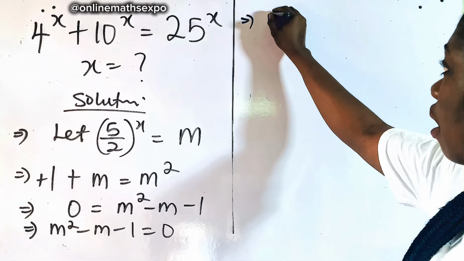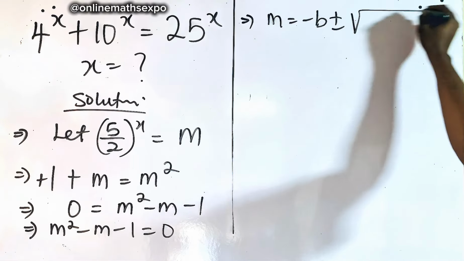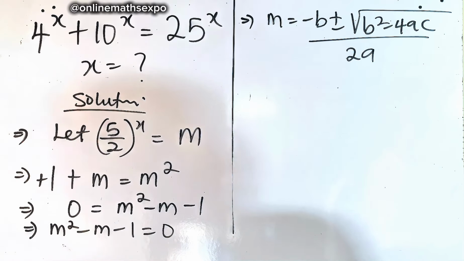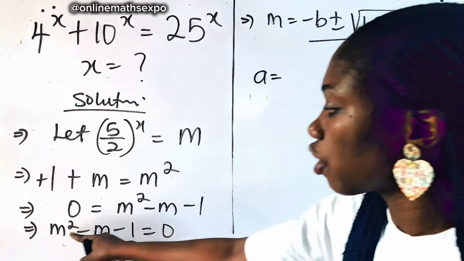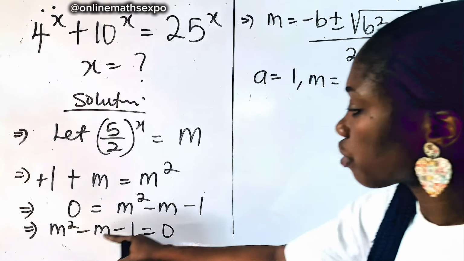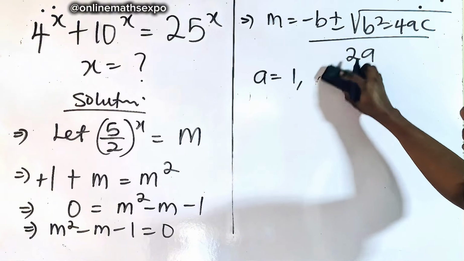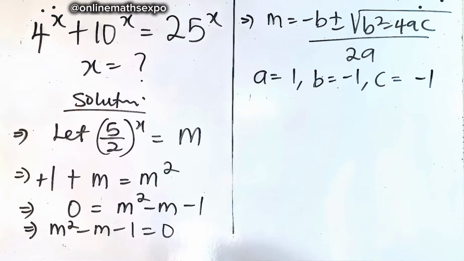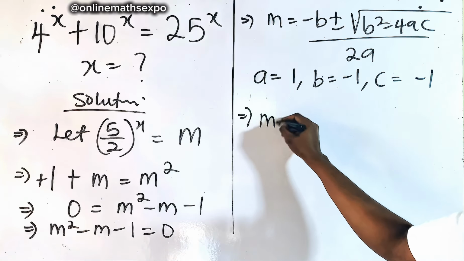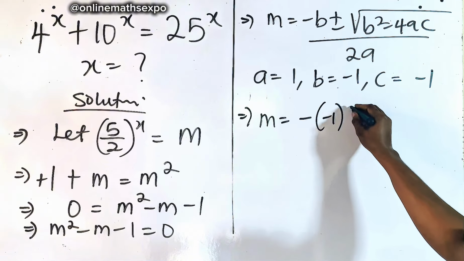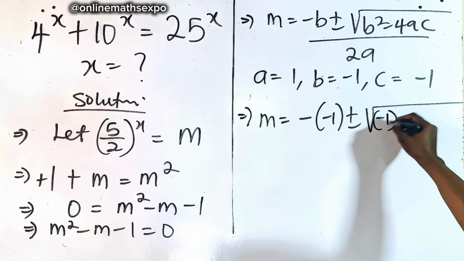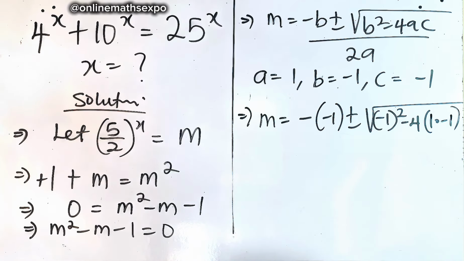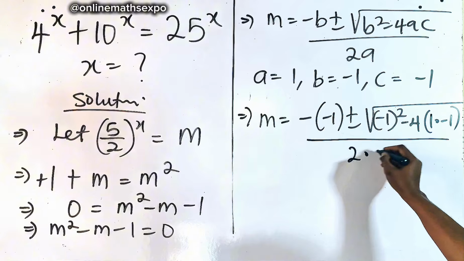So we now have m is negative b plus or minus square root of b squared minus 4ac, divided by 2a. So in that case, our a is the coefficient of m squared, our b is the coefficient of m, which is negative 1, and our c is the constant, which is negative 1 also. So we're going to now have m is negative of this, plus or minus square root of negative 1 squared minus 4 times a, which is 1, multiplied by negative 1, divided by 2 times 1.